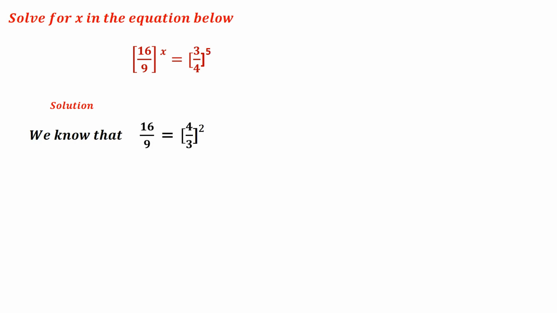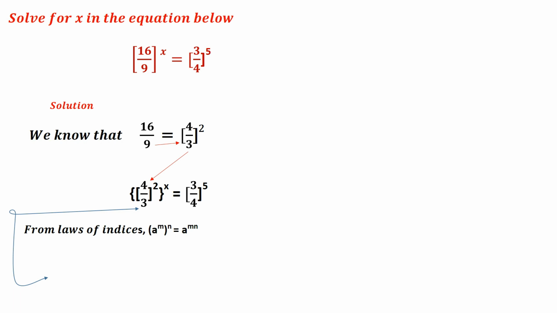Now we rewrite the equation that we had, which was 16/9. This time we're going to write it as ((4/3)^2)^x is equal to (3/4)^5. After that, we know that (a^m)^n can actually be a^(mn). And so we're going to multiply the powers so that we now have (4/3)^(2x) is equal to (3/4)^5.